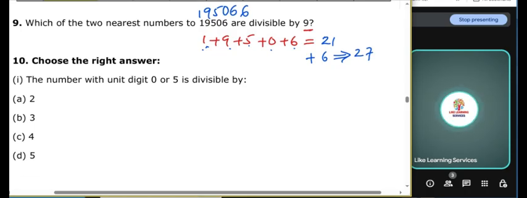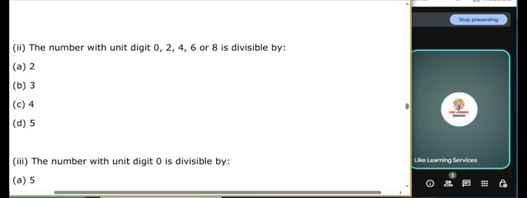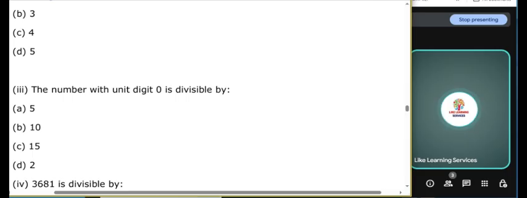Choose the right answer. The number with units digit 05 is divisible by 5. The number with the digit 02468 is divisible by 2. You know that the number with units digit 0 is divisible by 10 and 2. Yeah, and 5 too. You are right.